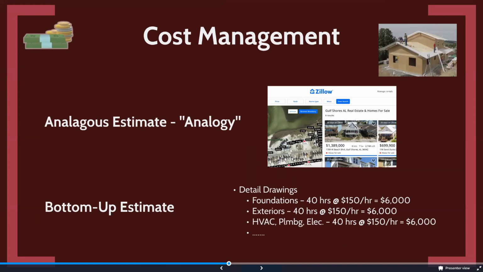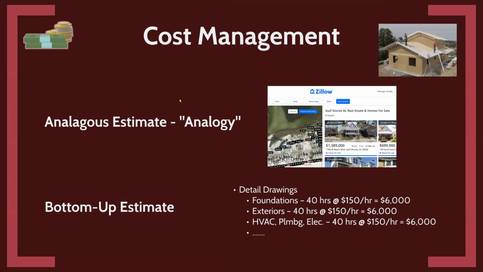An analogous estimate, I think Zillow is a perfect example of an analogous estimate. You're looking for a house that has 3 bedrooms and 2 baths and so many square feet, and it's on such and such sized lot. That's an analogy, right? That's the way an analogous estimate works. We do this all the time, right? We had a pump station built.